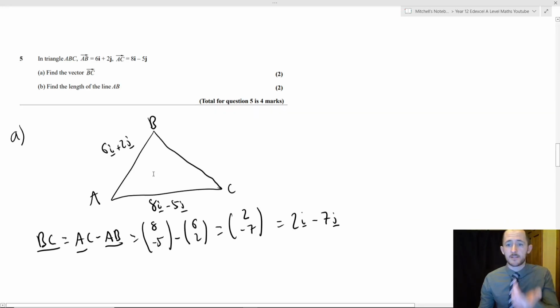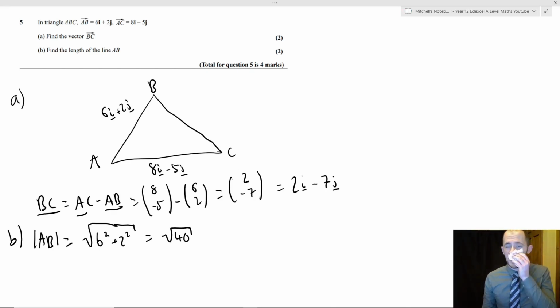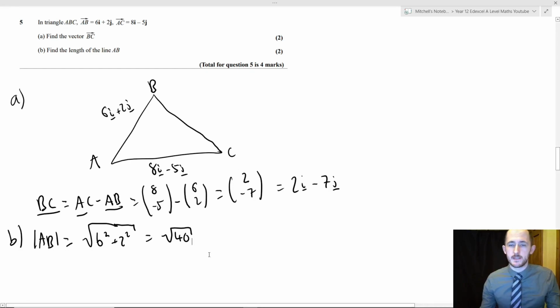Perfect. And then it just says find the length of the line AB. So the length of the line is what I mentioned before. It's simply the modulus of the vector AB. So it's just going to be the square root. So again, they like to ask you the same thing in a different way, because that's just root 40, I don't need a calculator. Because what that allows them to do is to determine whether or not you understand what you're doing, right? So instead of just asking you to work out the modulus, they say find the length of the line. Because what they want to know is, do you know what the modulus gives you? It gives you the length of the vector, right, or the size of it.